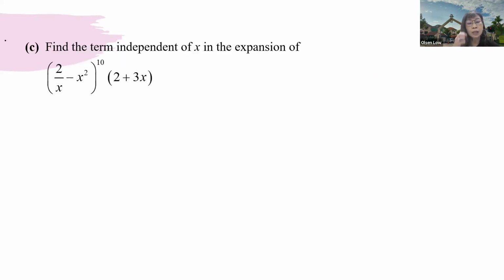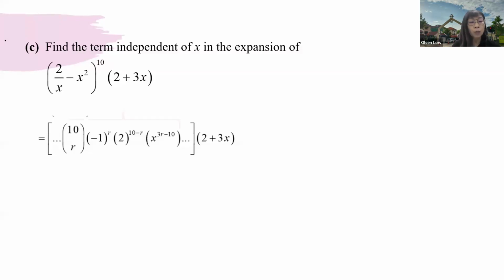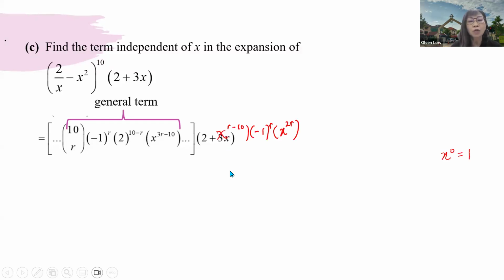Now, when it comes to part C, they ask you to find the term independent of x. So we are going to make use of the general term that we have found from part B. In part B, we already found that the general term gives us this right over here. So I'm going to combine this. At one look at the second term itself, we have 2 plus 3x.